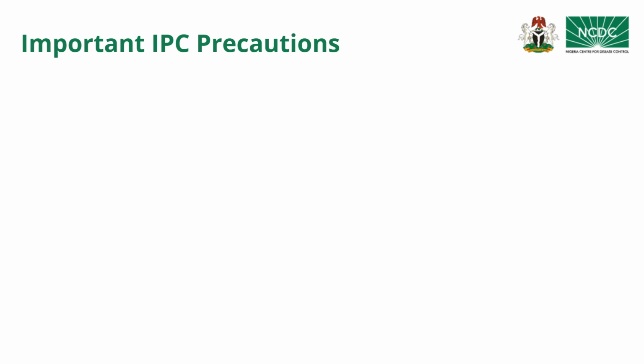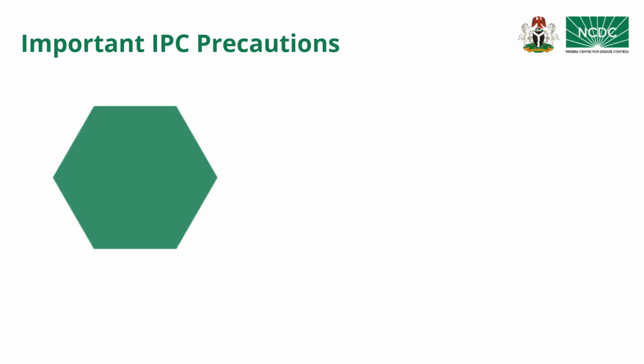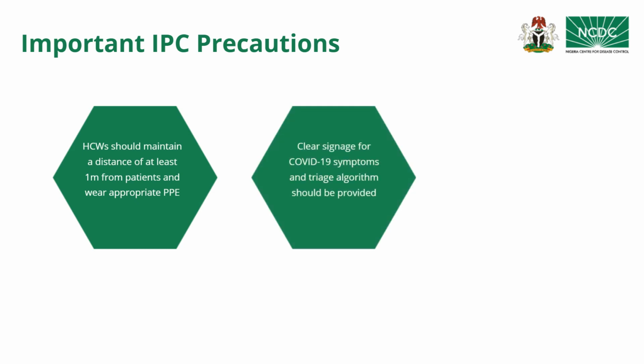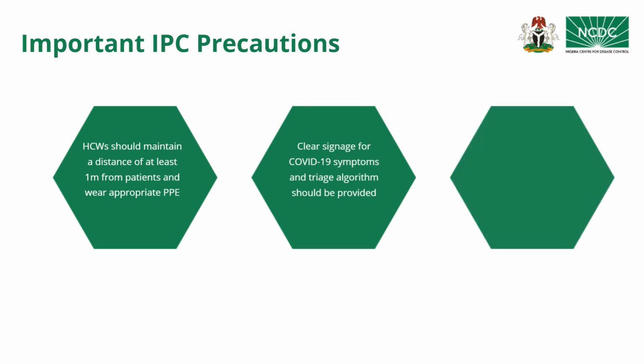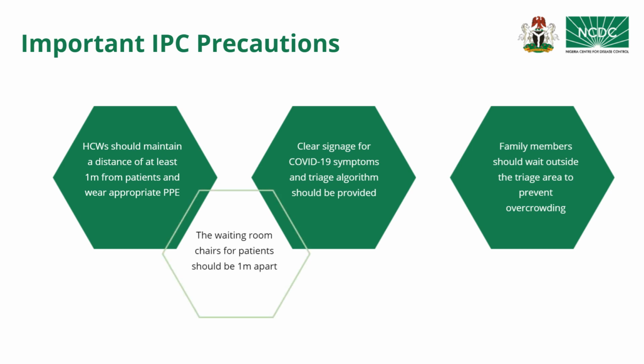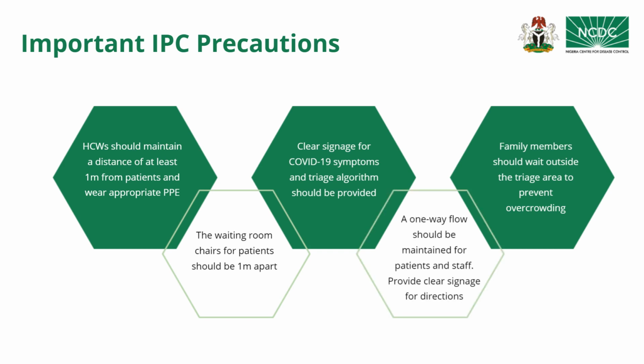During screening and triaging, ensure the following. Healthcare workers should maintain a distance of at least 1 meter from patients at all times and wear appropriate PPE. Clear signage for symptoms of COVID-19 and triage algorithm should be provided. Family members should wait outside the triage area to prevent overcrowding. The waiting room chairs for patients should be 1 meter apart. A one-way flow should be maintained for patients and staff. Ensure to provide clear signage for directions.